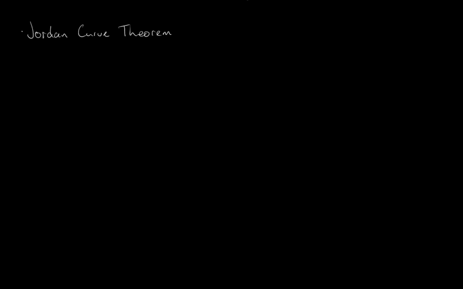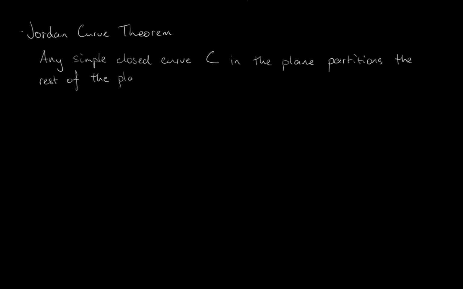Now, the theorem says that any simple closed curve C in the plane partitions the rest of the plane into 2 disjoint arcwise connected open sets. So that's the statement of the Jordan curve theorem.